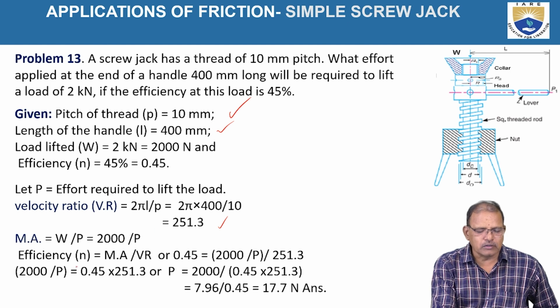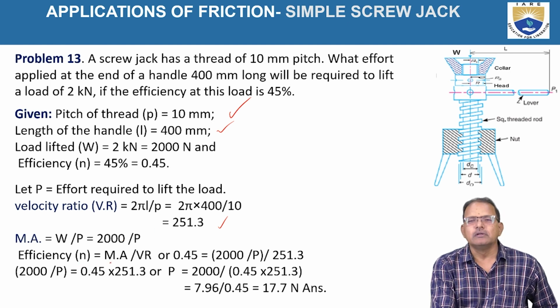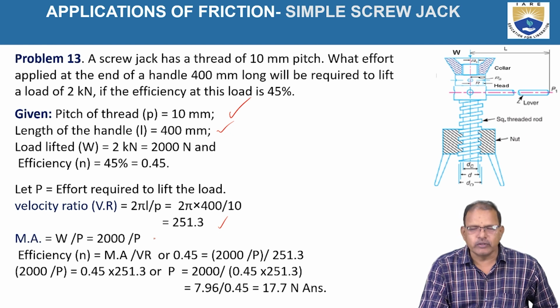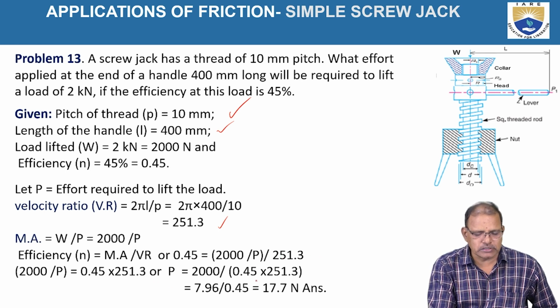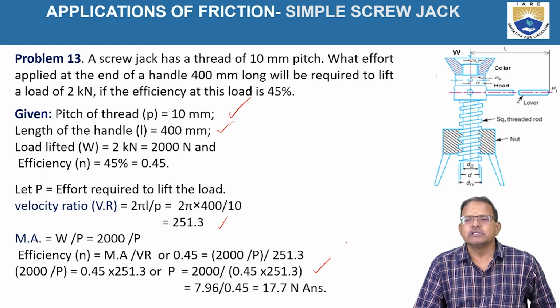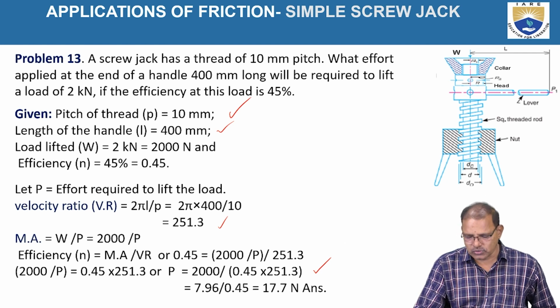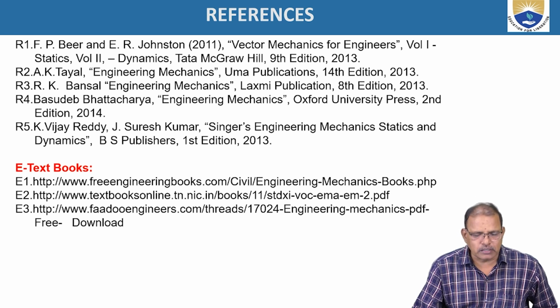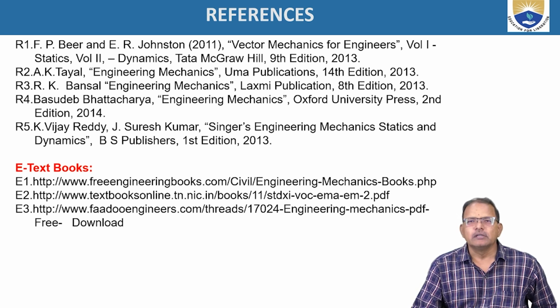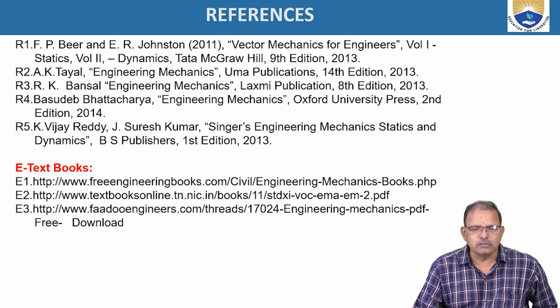The efficiency is the ratio of mechanical advantage to velocity ratio. Using this relation, efficiency 0.45 is equal to mechanical advantage 2000 divided by P, divided by velocity ratio 251.3. From this relation, we get P is equal to 17.27 newtons.